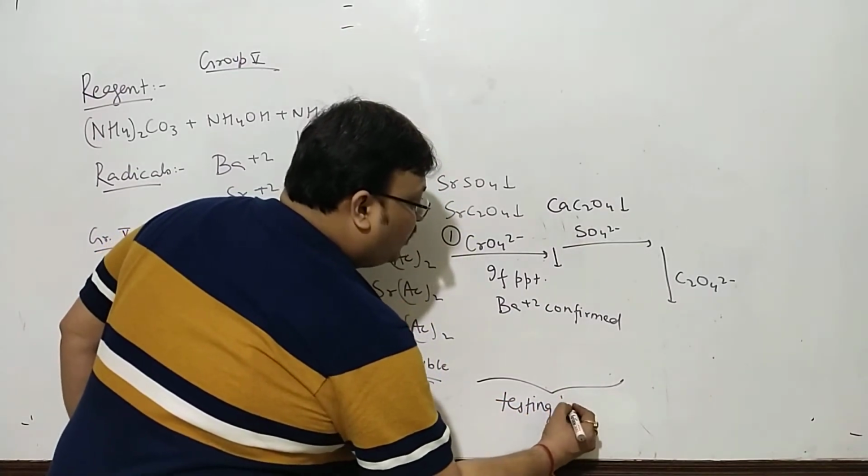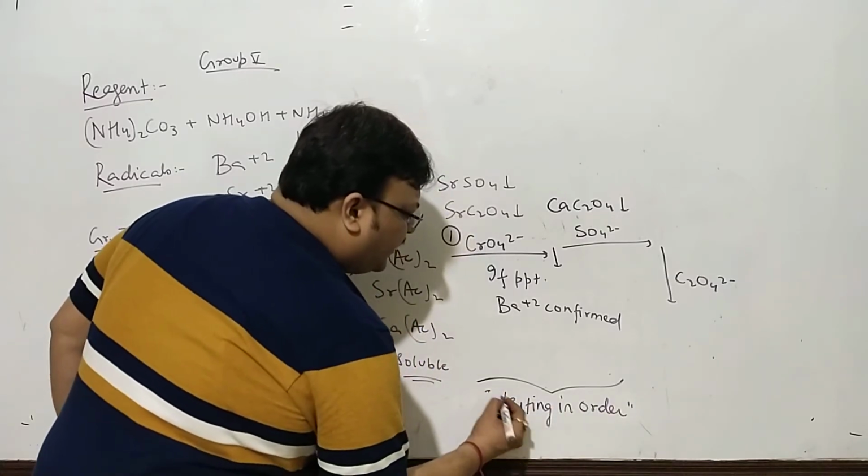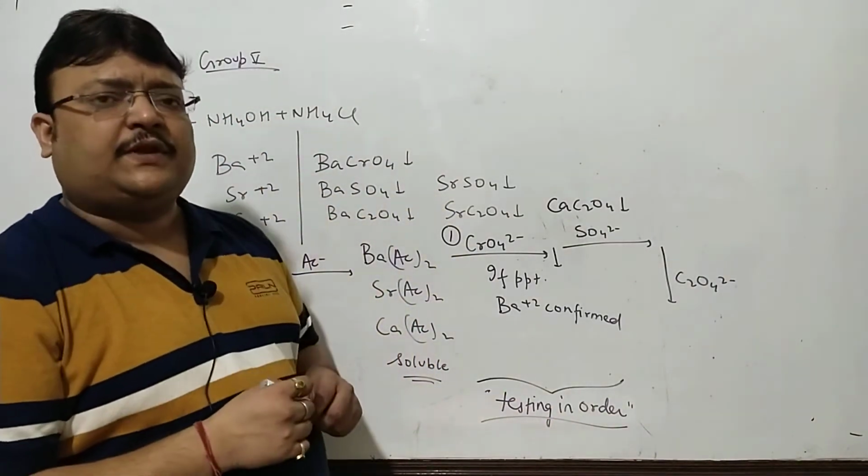This is called testing in order. Group 5 radicals are tested in order. Again, a common question may be for your Viva exam.